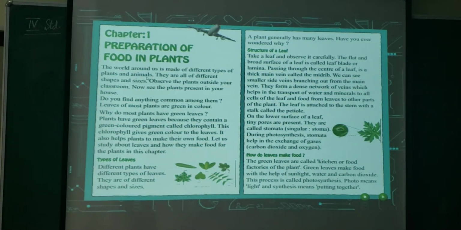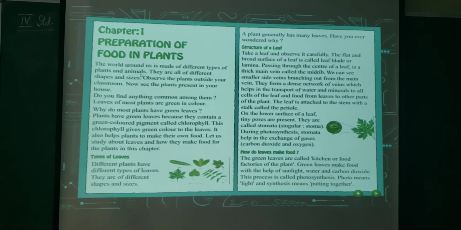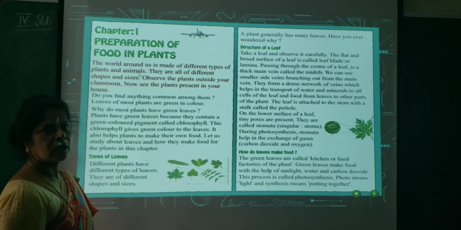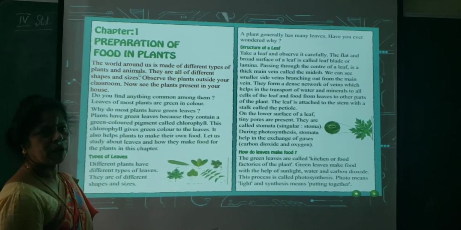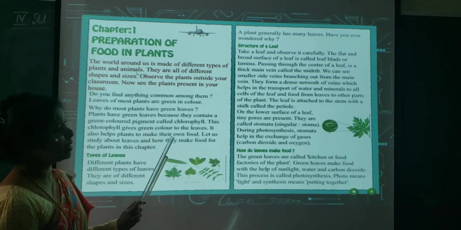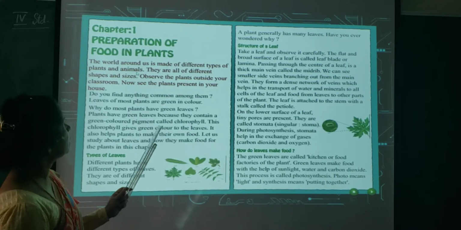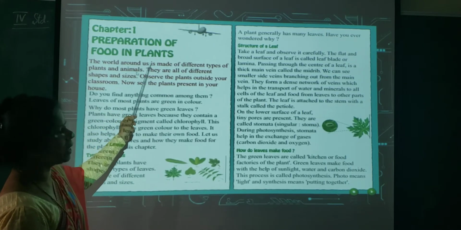1. Preparation of food in plants. Good morning, children. Welcome to 4th Standard Science online class. Let us start with the first chapter, preparation of food in plants.